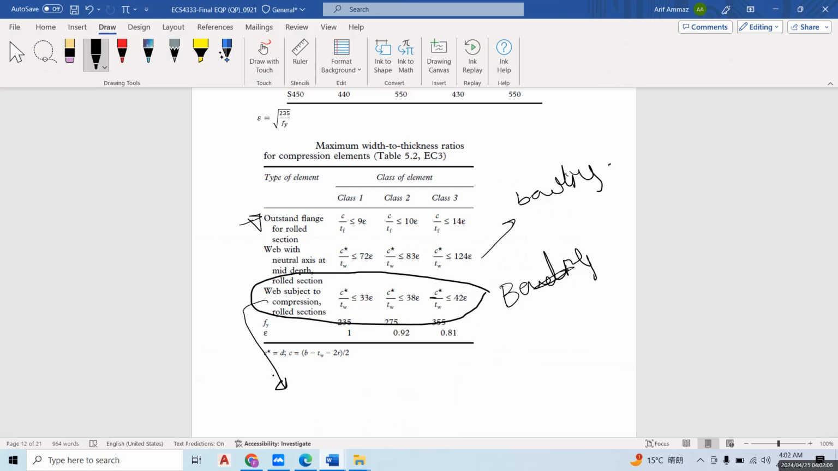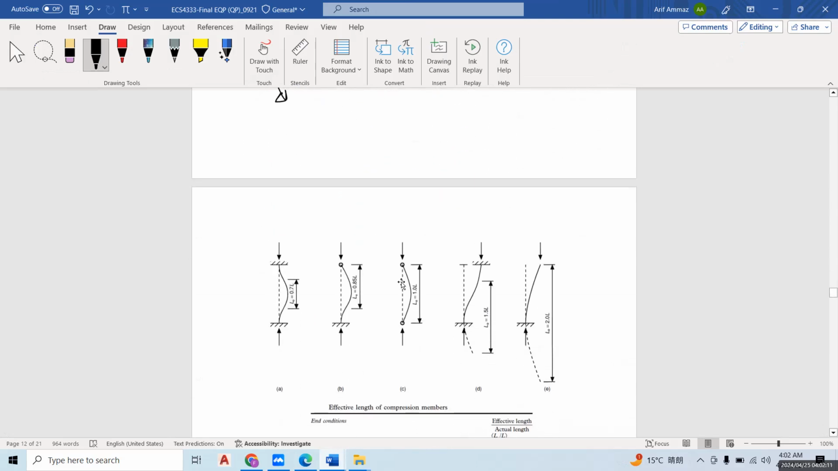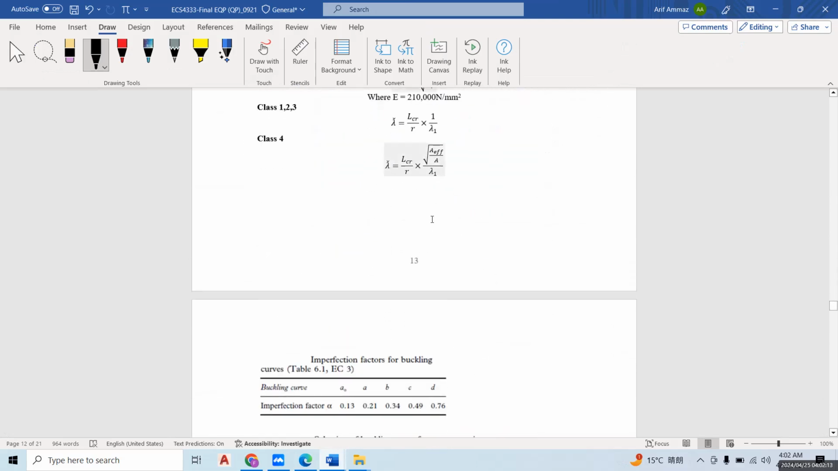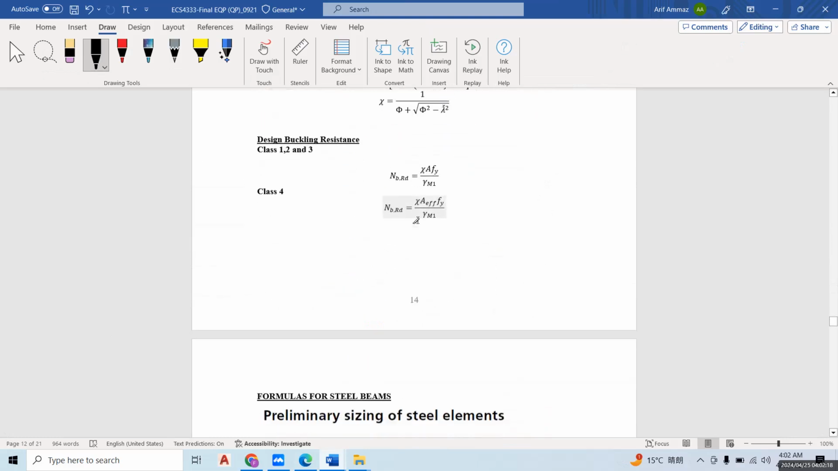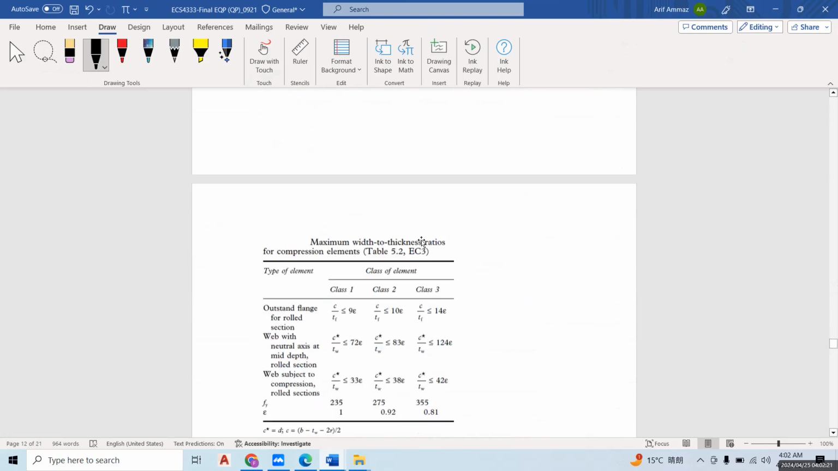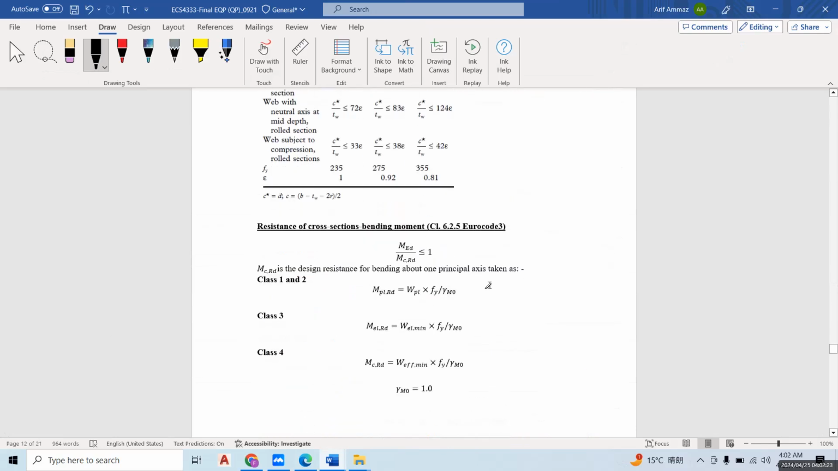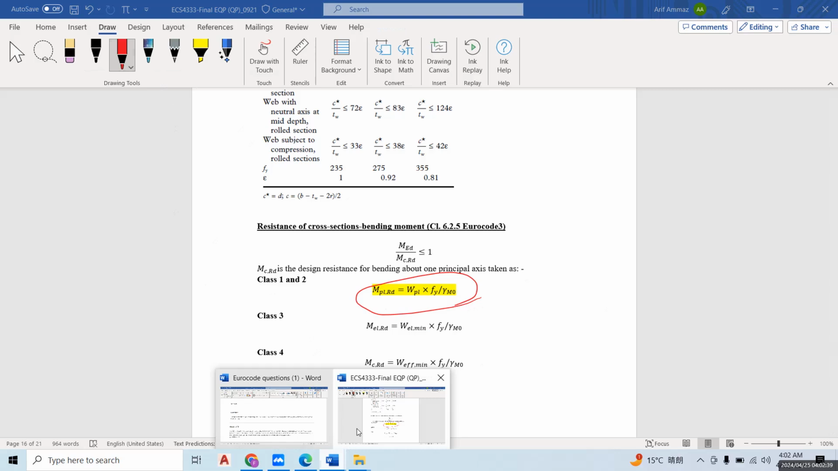I see. Yeah. And let me show you some more formulas. Maybe you need these formulas in the next questions. Again, this formula you need in the next questions. And this is the formula which I have. This is your plastic section modulus.